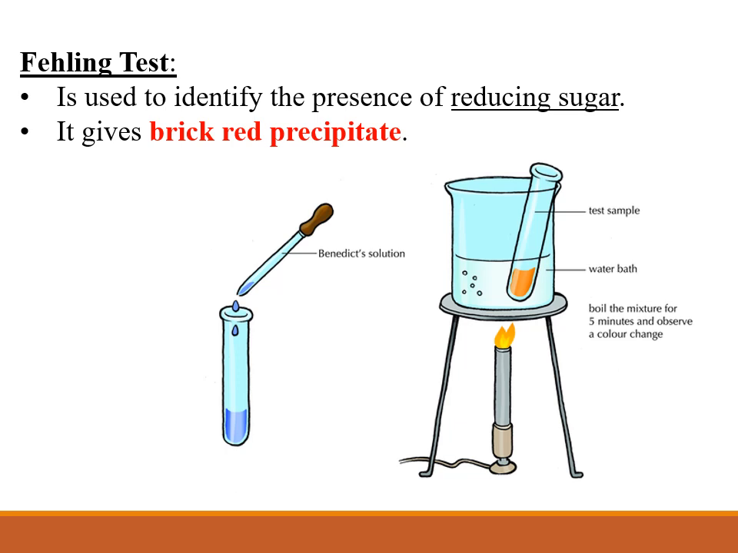The second test is the Fehling test, which is used to identify the presence of reducing sugar, which is also a carbohydrate but is sugar, not starch. The Fehling test should be done in the presence of heat after dropping a few drops of Fehling solution. In the presence of heat, it gives a precipitate.